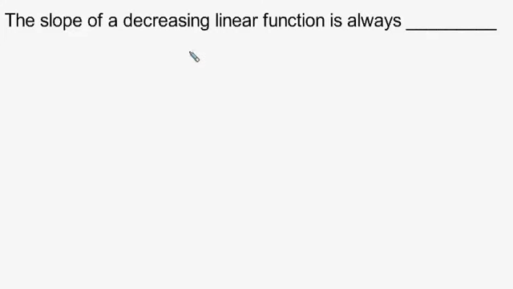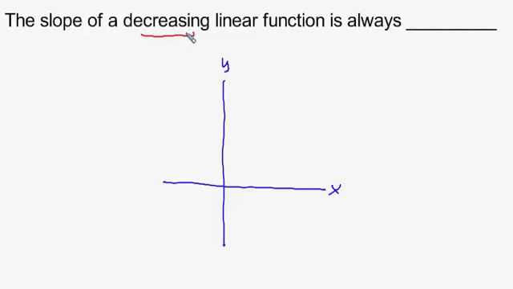Here we have essentially a fill-in-the-blank problem that says the slope of a decreasing linear function is always blank. So if you were to graph a decreasing linear function, decreasing means as you move left to right, the graph goes down, and linear means it has to look like this. So what kind of slope would this line have?